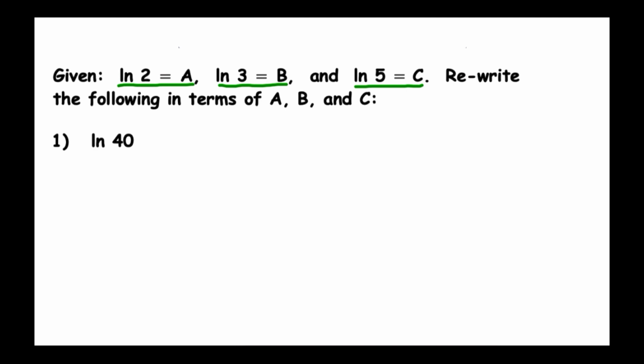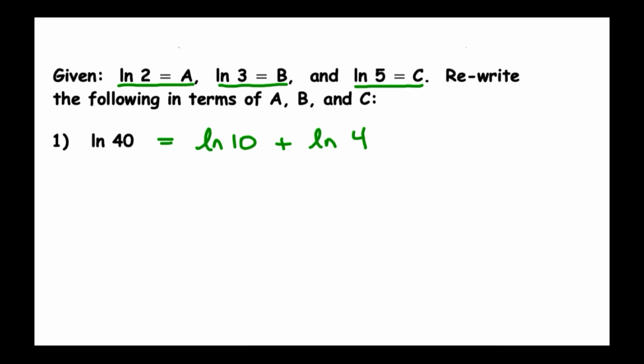We want to rewrite a natural log of 40 in terms of A, B, and C. So I'm going to break the 40 up. I think I'll go ahead and break it up into 10 and 4. So the natural log of 40 will become the natural log of 10 plus the natural log of 4. Again, I'm using the product law here. I didn't have to pick 10 and 4. I could have picked 20 and 2 or 8 and 5. It doesn't matter. In fact, if you want to pick a different one, go ahead.